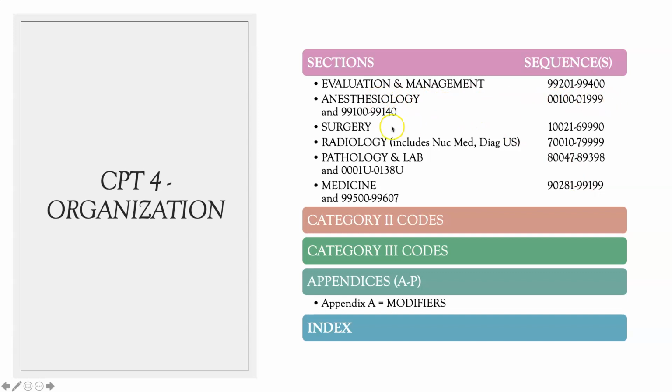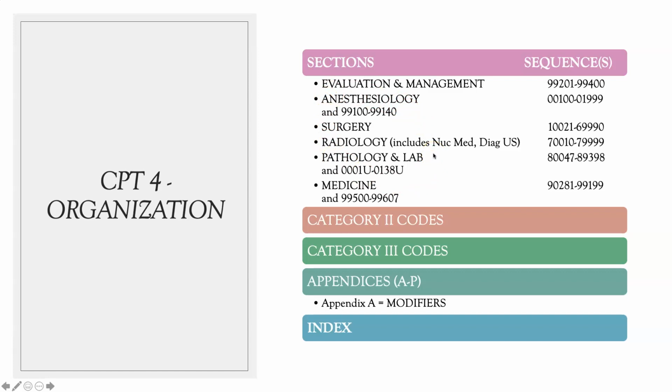Anesthesiology is your zeros. Surgery is 1 through 6. Radiology is 7000s, and 8000s are lab. So it just kind of helps you to know the structure because it'll help you know where in the book to go. But again, there's an index in here.